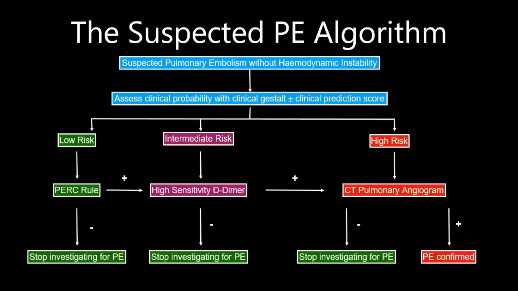Then this is essentially all of the criteria that we've discussed placed into one thing. So, do you have a suspected pulmonary embolism with hemodynamic instability? Do your pre-test probability with your clinical gestalt plus or minus your prediction score. Is it low risk, intermediate risk, or high risk? Obviously, high risk is easy. But I do find this low and intermediate risk is usually where we struggle a bit.